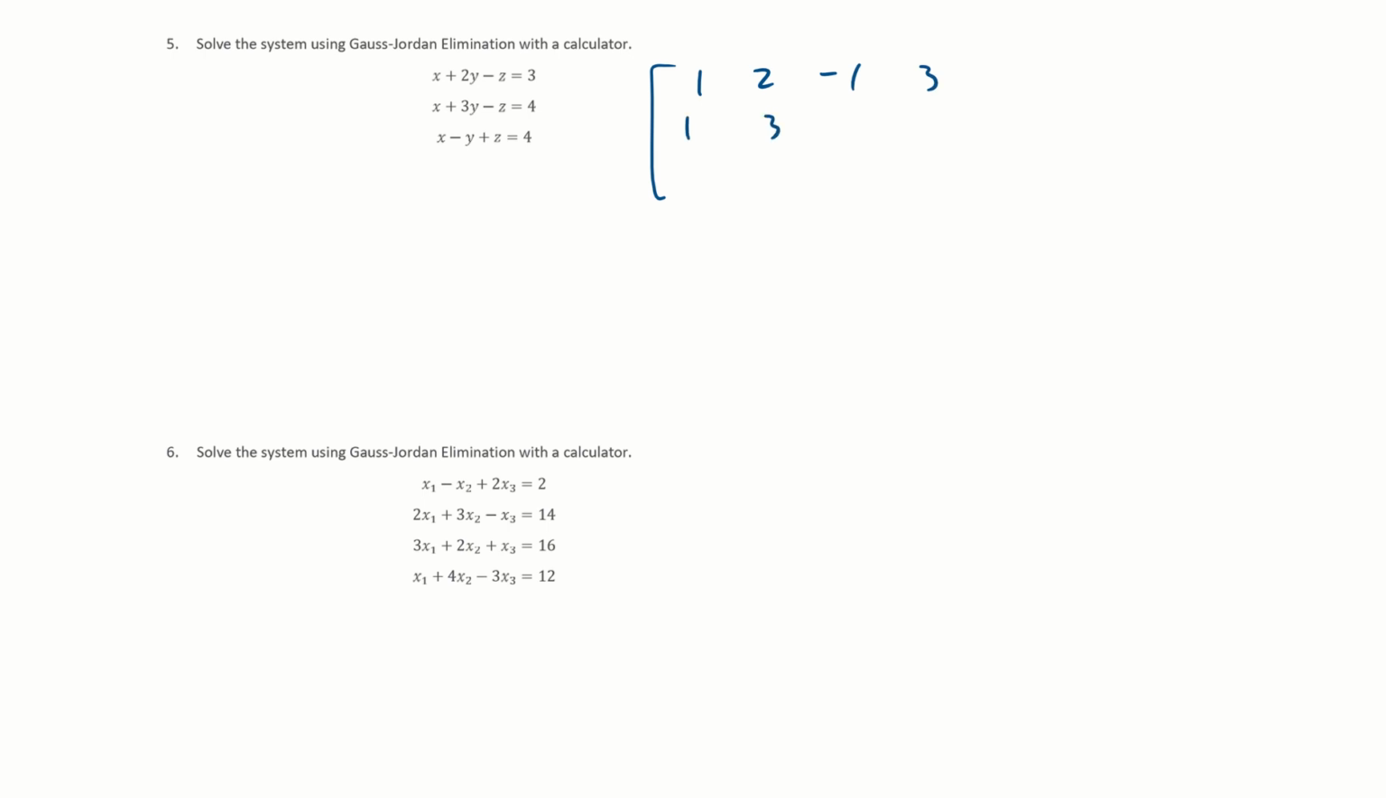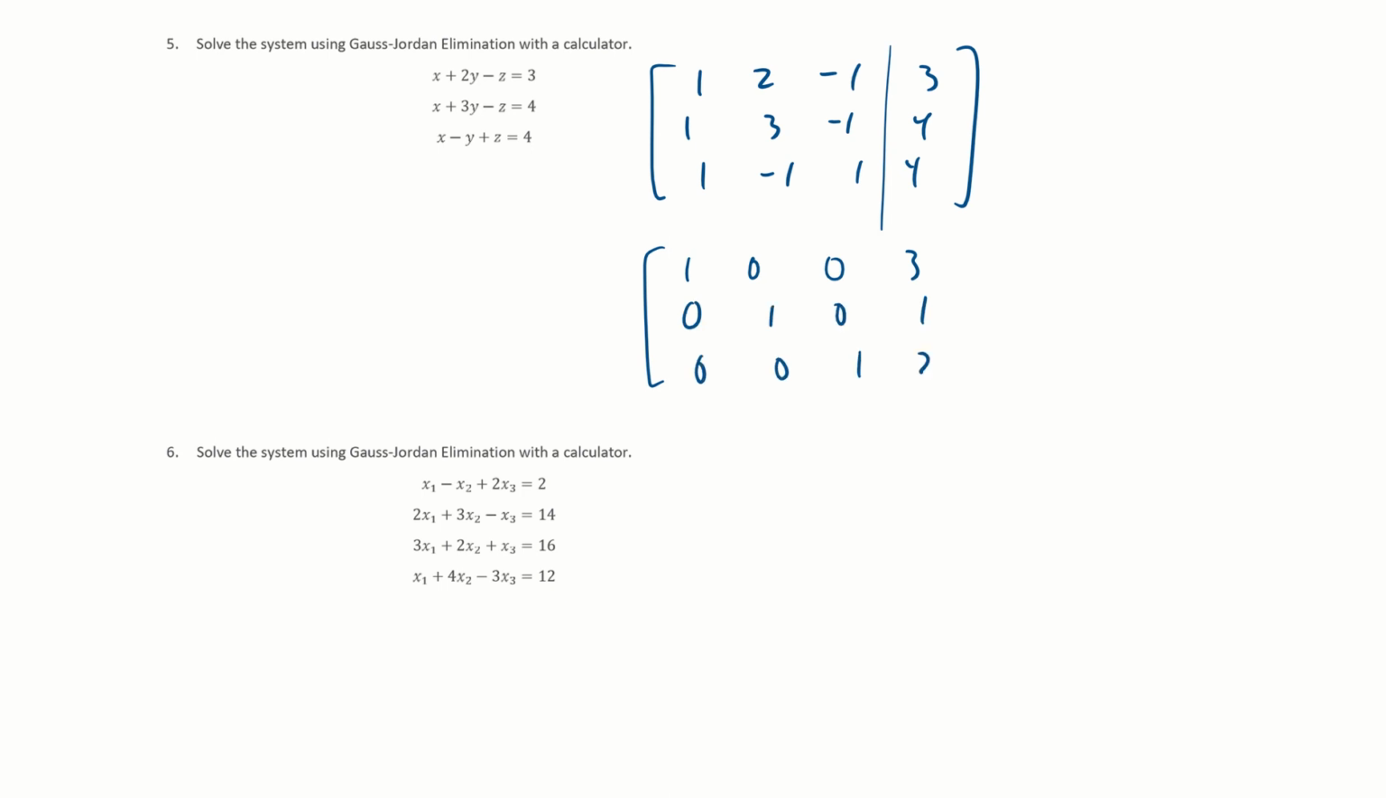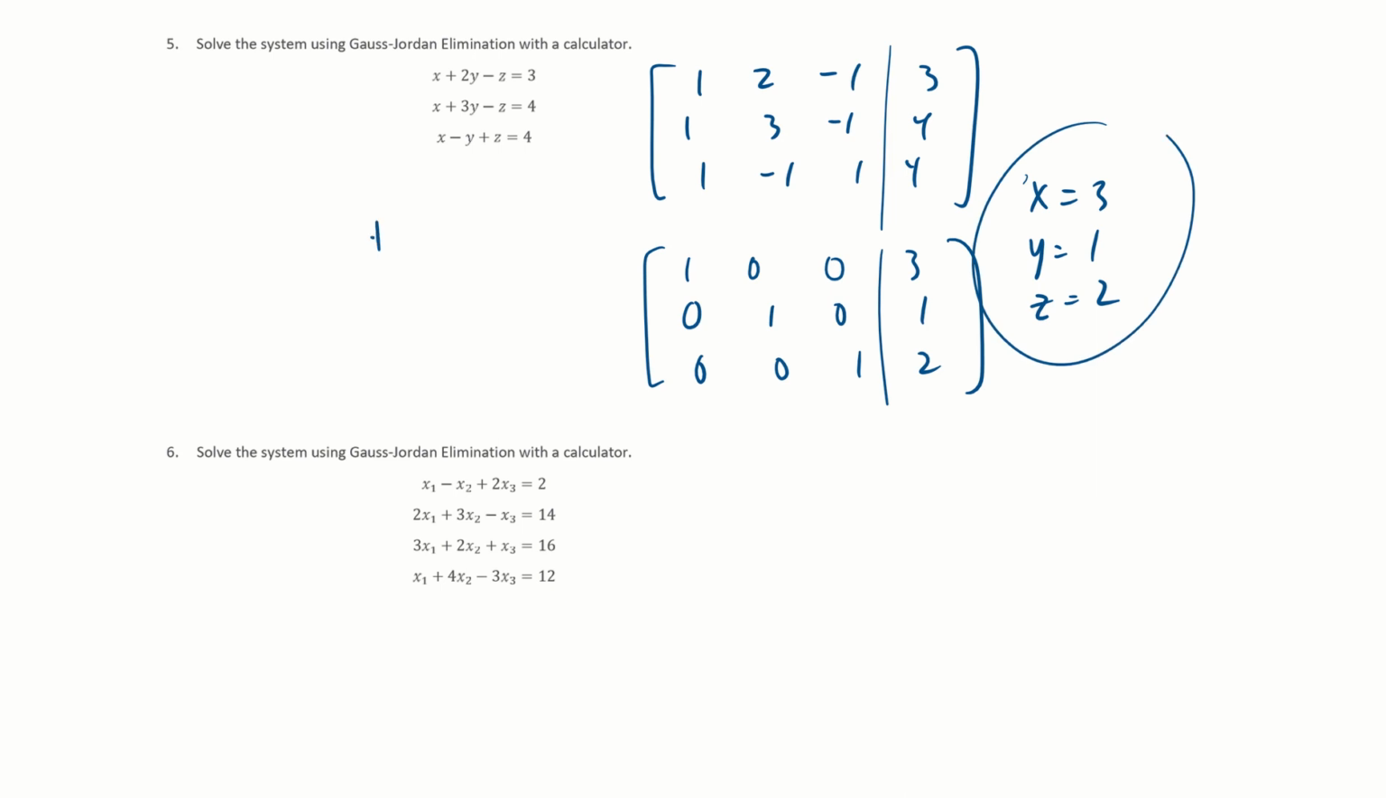1, 3, negative 1, 4, 1, negative 1, 1, 4. And if you put in your calculator, you end up getting 1, 0, 0, 3, 0, 1, 0, 1, 0, 0, 1, 2. So then that tells me, and you got to tell me, x is 3, y is 1, z is 2. Okay? So that's worth 3 points.